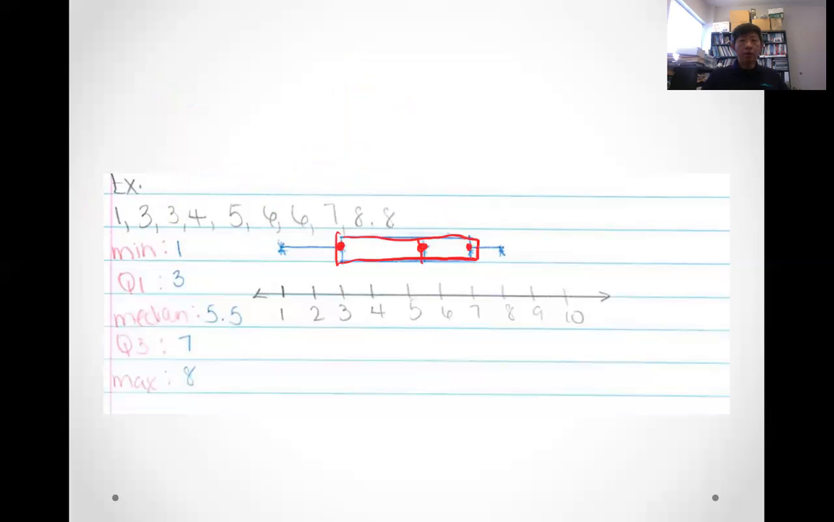And what else do we have? We have the least number and greatest number. Least number and greatest number make a whisker. This is called a box and whisker plot, okay?